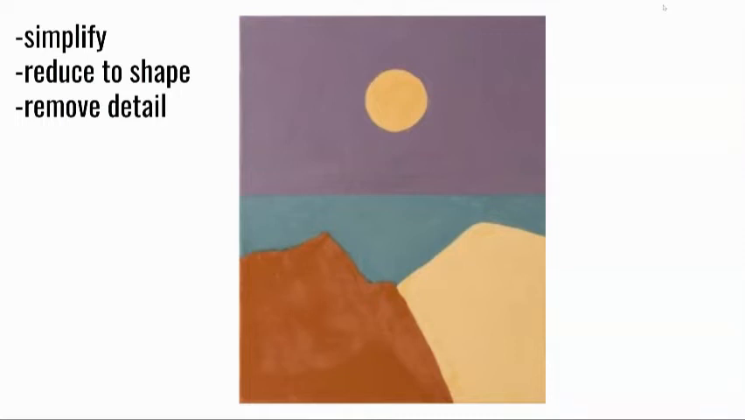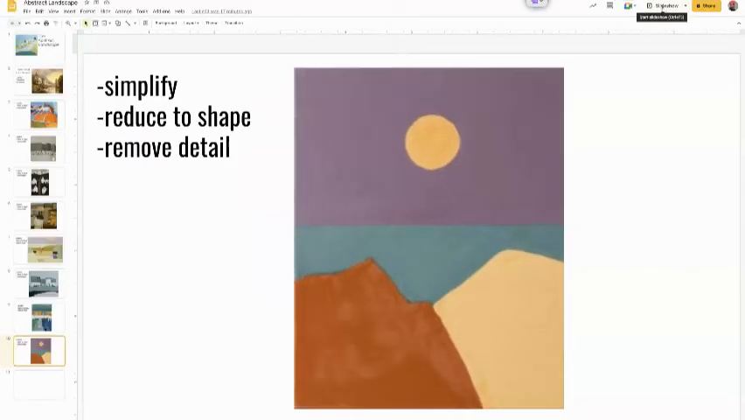This one is very abstract again. We basically have 1, 2, 3, 4, 5 shapes, but we know exactly what they represent. A mountainous landscape.